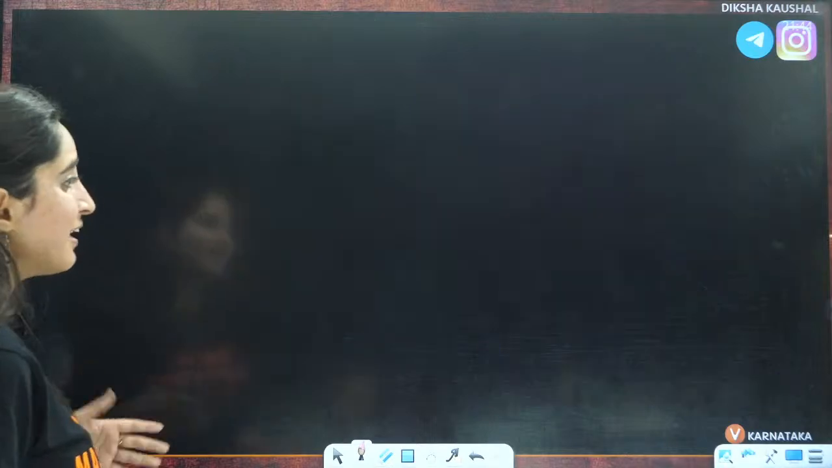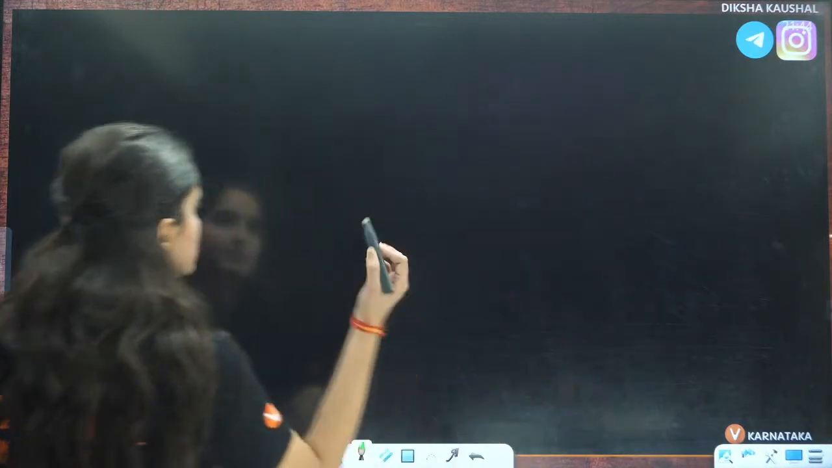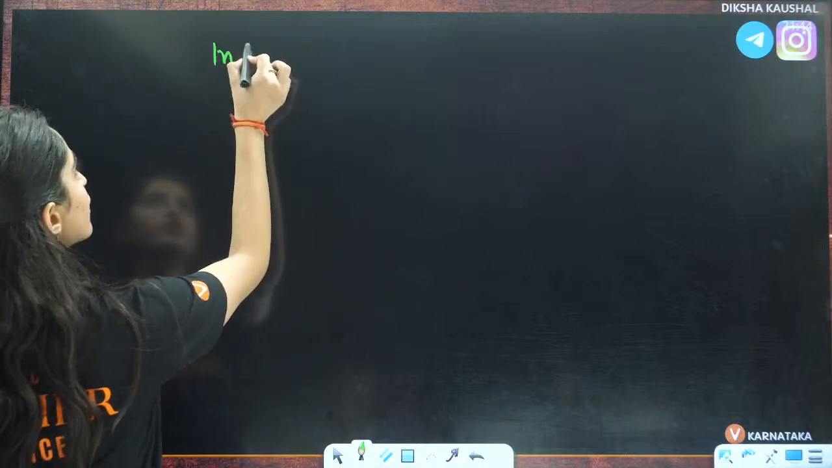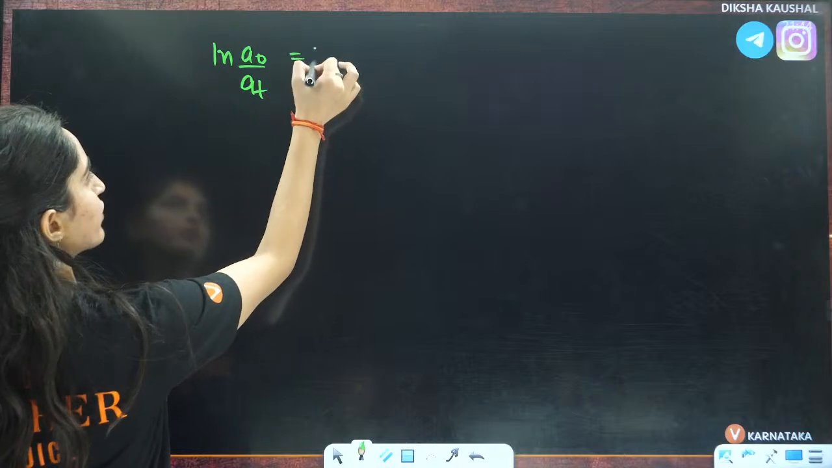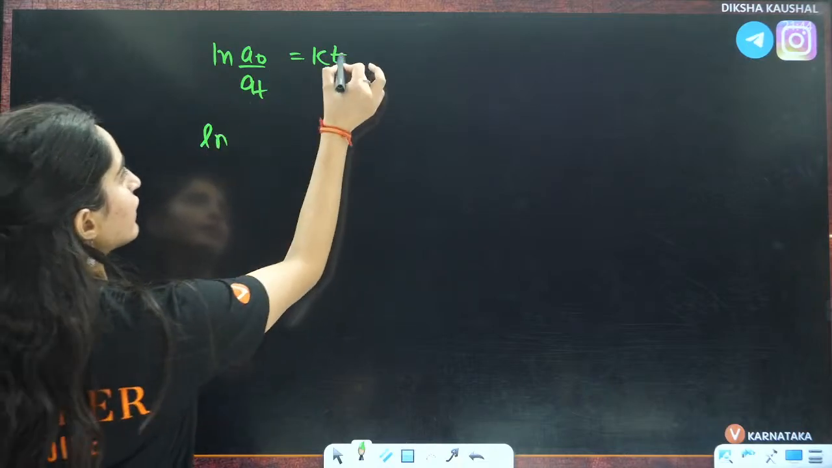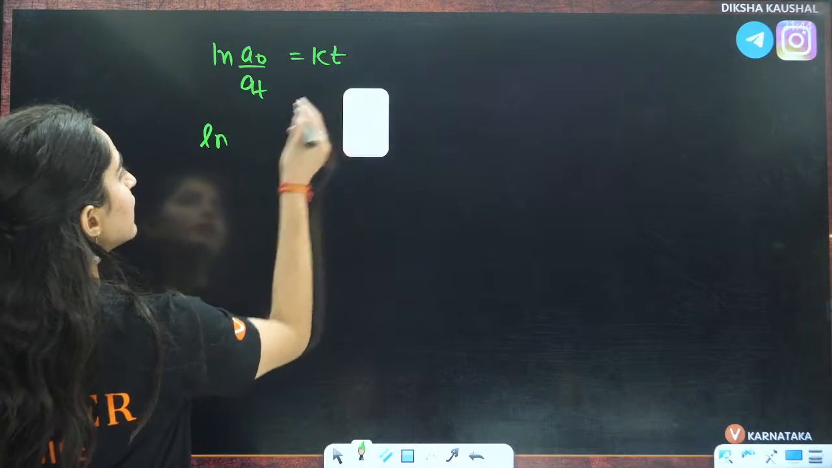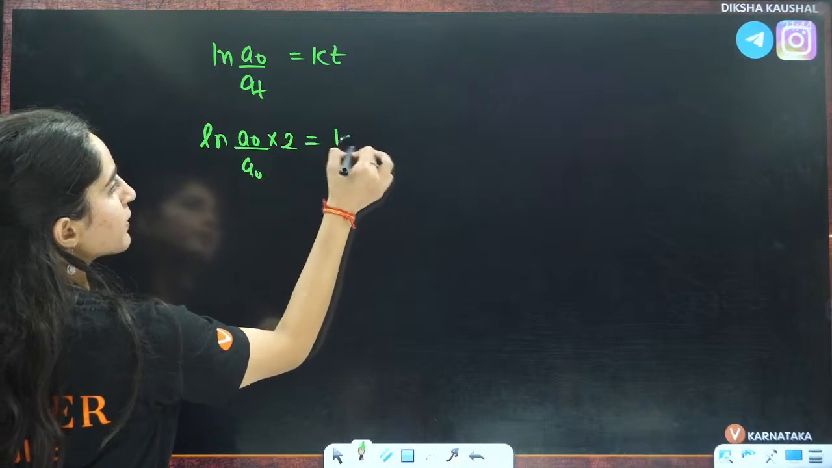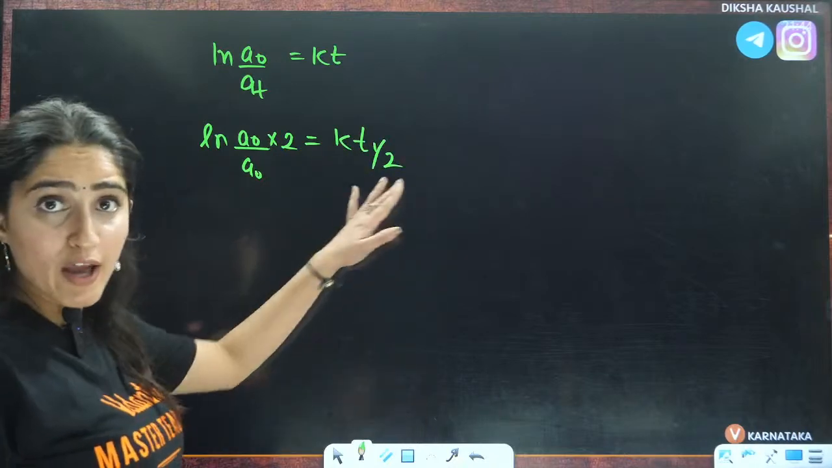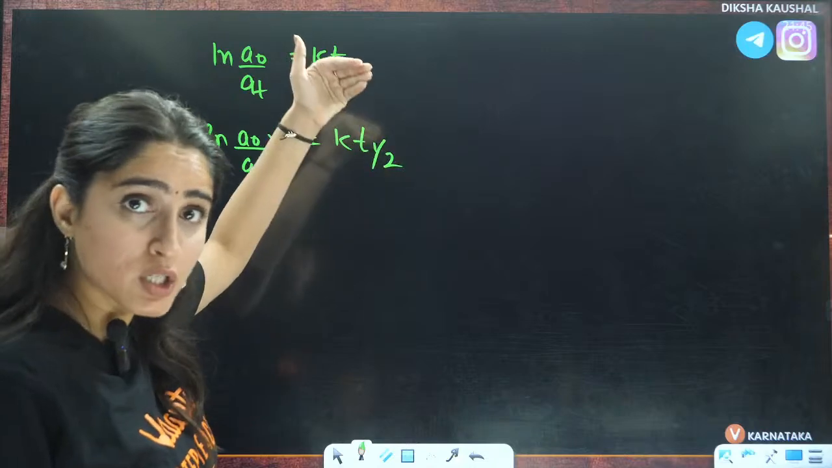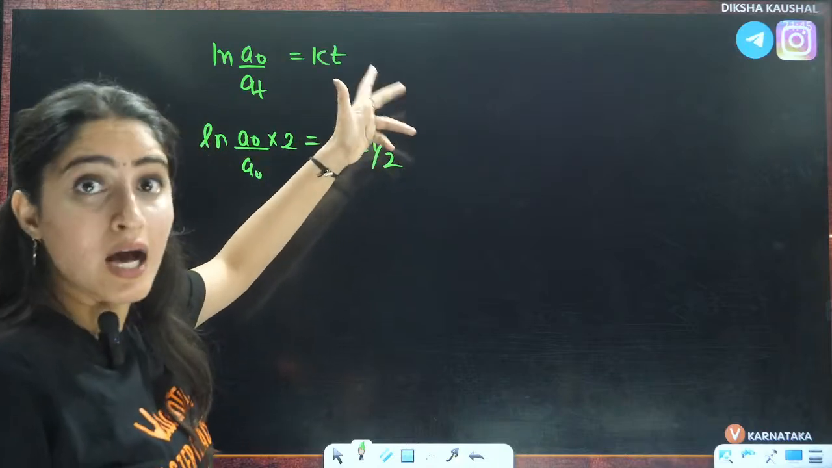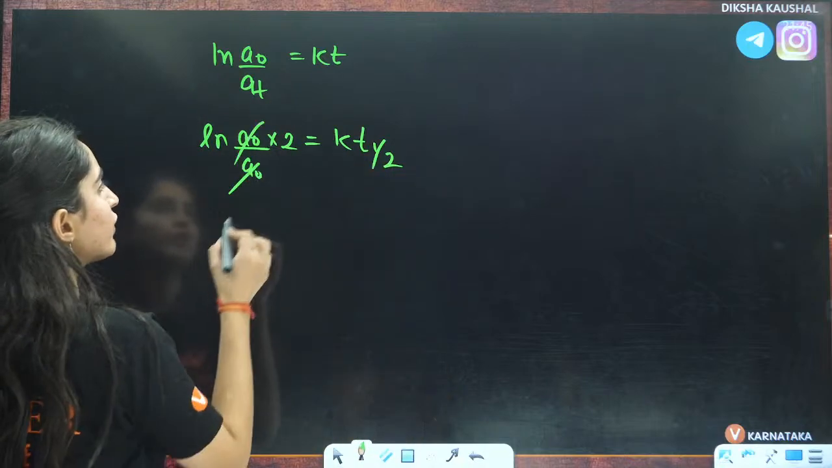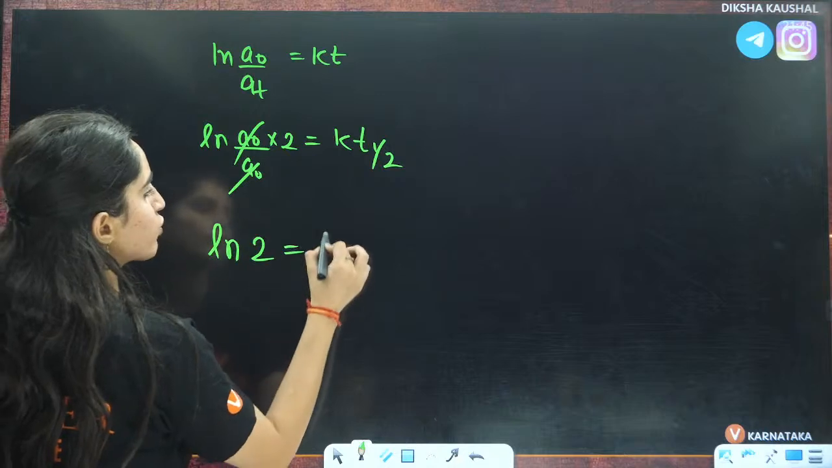Now, another way this question can be asked is based on natural log. You can write it as natural log of A naught by AT is equal to KT. For half-life, when 50% of the concentration is consumed, AT is equal to A naught by 2, so it becomes natural log of A naught by A naught by 2 equals KT half. A naught will cancel, so natural log of 2 is equal to KT half.